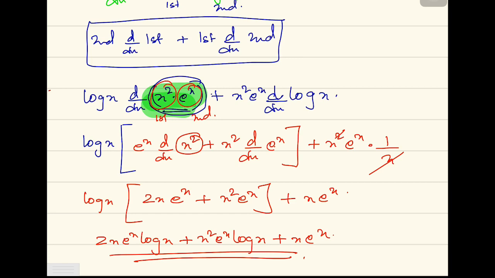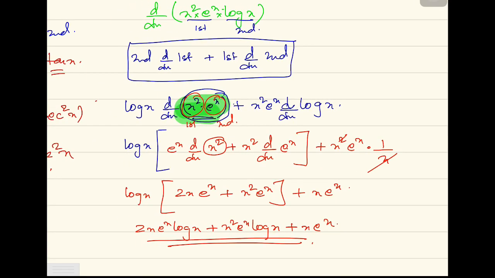So did you understand everyone? So this is how you will do. This one was quite a tricky one. Make sure you understand it properly. First, there were 3 functions together. I have taken 2 at a time, so I've combined them and made this the first function, this as the second function. Then inside the product rule there was one more product rule which I had to apply, and I got the answer.